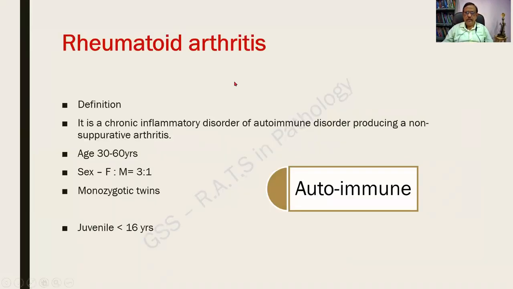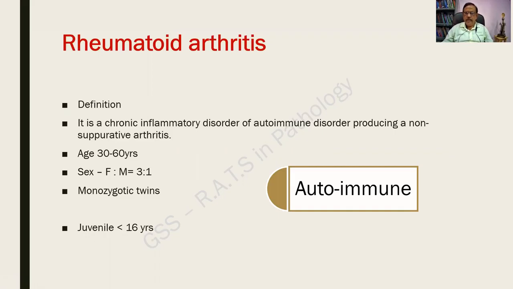The general features of this. It is defined as a chronic inflammatory disorder of autoimmune origin, producing a non-suppurative arthritis. Suppurative means there is infection; non-suppurative means there is no infection. The age is 30 to 60 years, and females have a greater predilection than males in the ratio of 3:1. Common in monozygotic twins.